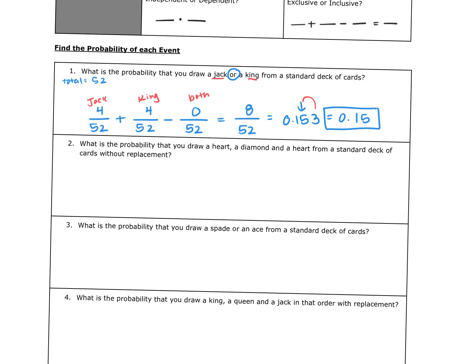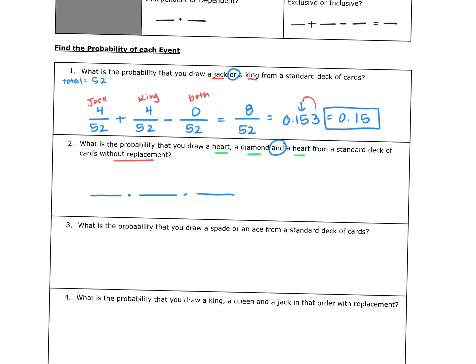Number 2 says, what is the probability that you draw a heart, a diamond, and a heart from a standard deck? And then there are also these words, "without replacement." So I see the word "and," so I know I'm going to multiply. When I'm multiplying, I'm thinking, what do I want? I want a heart, I want a diamond, and I want another heart. So I know I need 3 lines. So here's my heart, and my diamond, and my other heart.